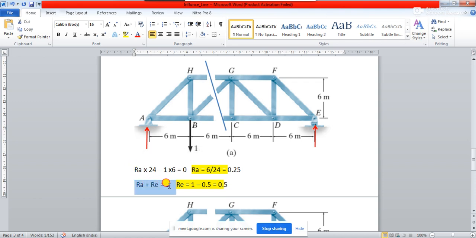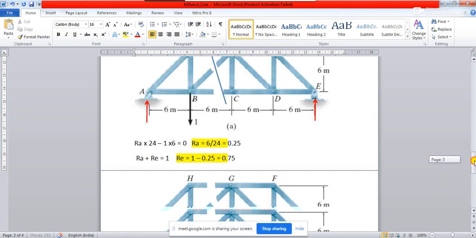So once you have calculated your RA, again your RA plus RE will be equal to 1. And what is your RA? RA is nothing but 0.25. So 1 minus 0.25. So RE will be equal to 0.75. Okay. So have you got it?